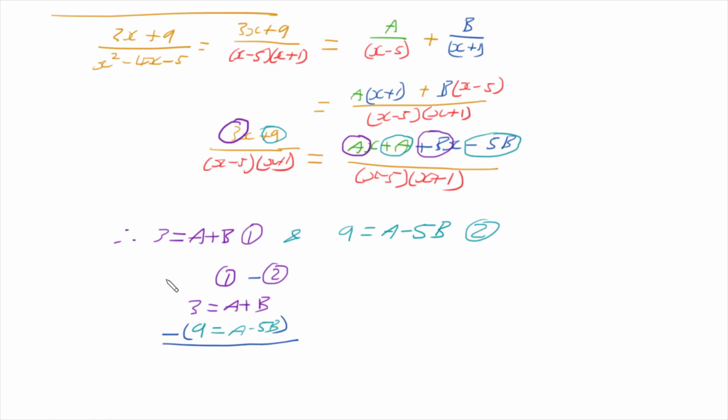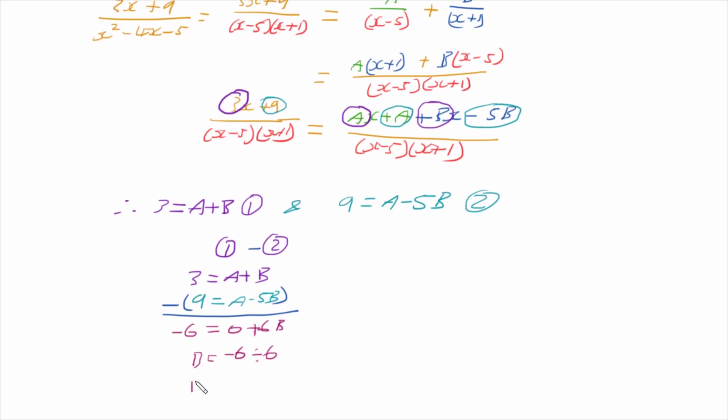So if I do this sum, 3 take 9 is going to be negative 6, and that's equal to A take A is 0. B take negative 5B is B plus 5B, so I'm going to have plus 6B. So that means that B is going to be negative 6 divided by 6, which means that my B is going to be negative 1. So now I got one of my answers, one of my letters. I just need to work out what A is.